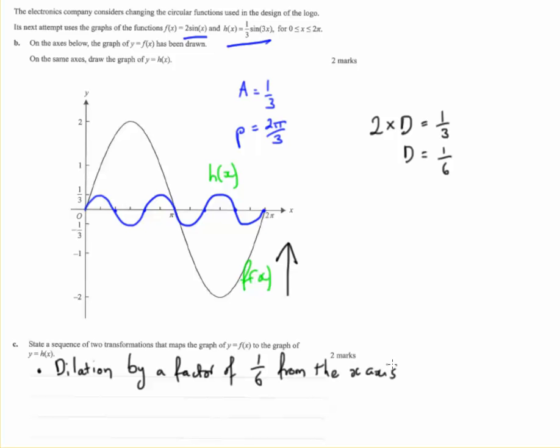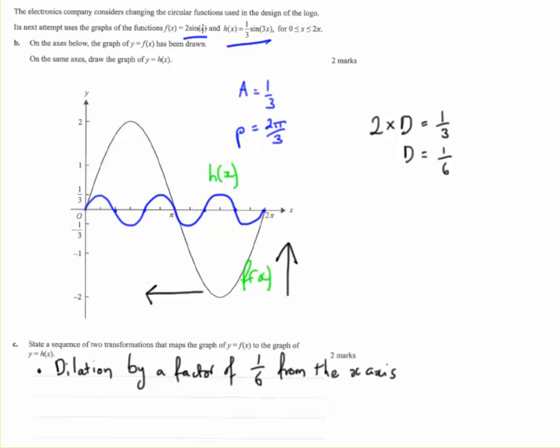And you might say, but hang on, we're getting closer to the x-axis. Yes, we are getting closer to the x-axis. That's why this is a value smaller than 1, because it's doing the opposite. So dilation by a factor of 1/6 from the x-axis. And we're also getting squished in this way. Now we have to describe that in terms of the y-axis.